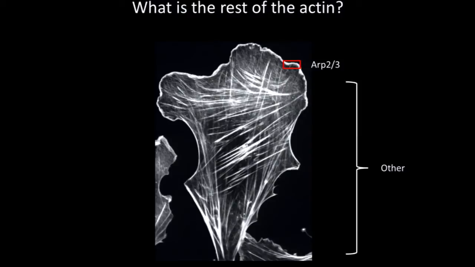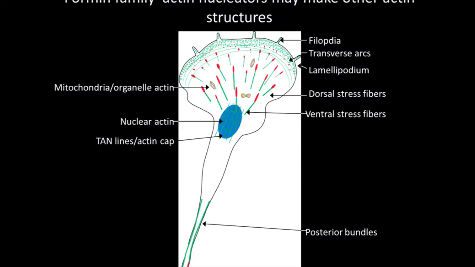So the ARP2/3 makes this sort of dense gel at the edge that drives the edge forward. But then there's all these meshworks and bundles back here that we don't know who makes them or what the function of them are. Okay, so there's filopodia that can be at the leading edge of migrating growth cones, sort of feeling out the territory. There are these transverse arcs that maintain the shape of the lamellum and keep it flat. These are on the top of the cell, and they sort of hold it down.